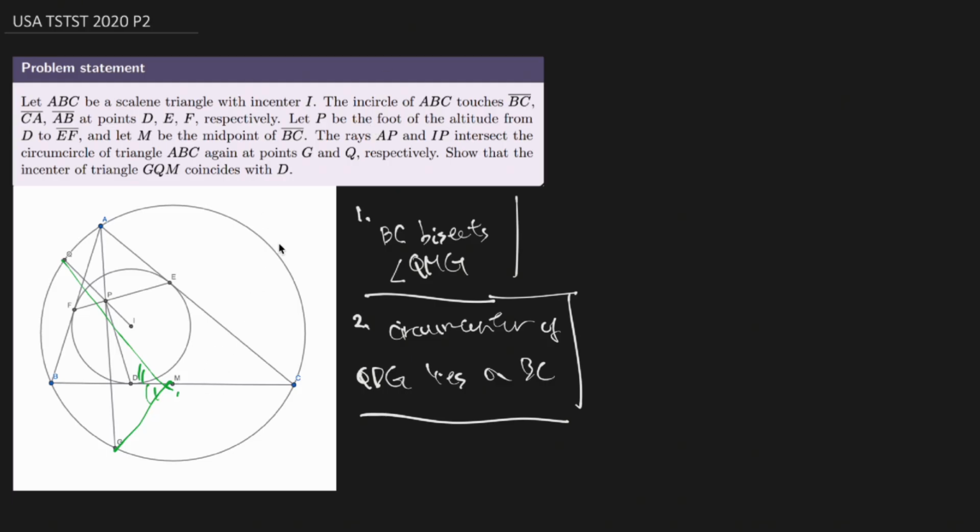And so the key observation, or rather more of a guess, is that if we define T as the midpoint of minor arc BC and S as the midpoint of major arc BC, our hypothesis is that QDT is collinear and GDS is also collinear.